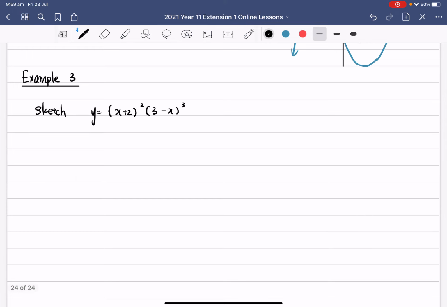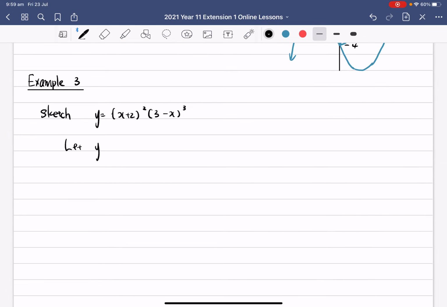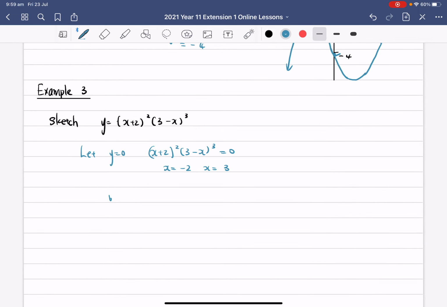Let y equal to 0. You can solve this question by following the same method. Let y equal to 0: (x plus 2) squared times (3 minus x) to the power 3 is equal to 0. So x equals minus 2, x equals 3. Next, you let x equal to 0.